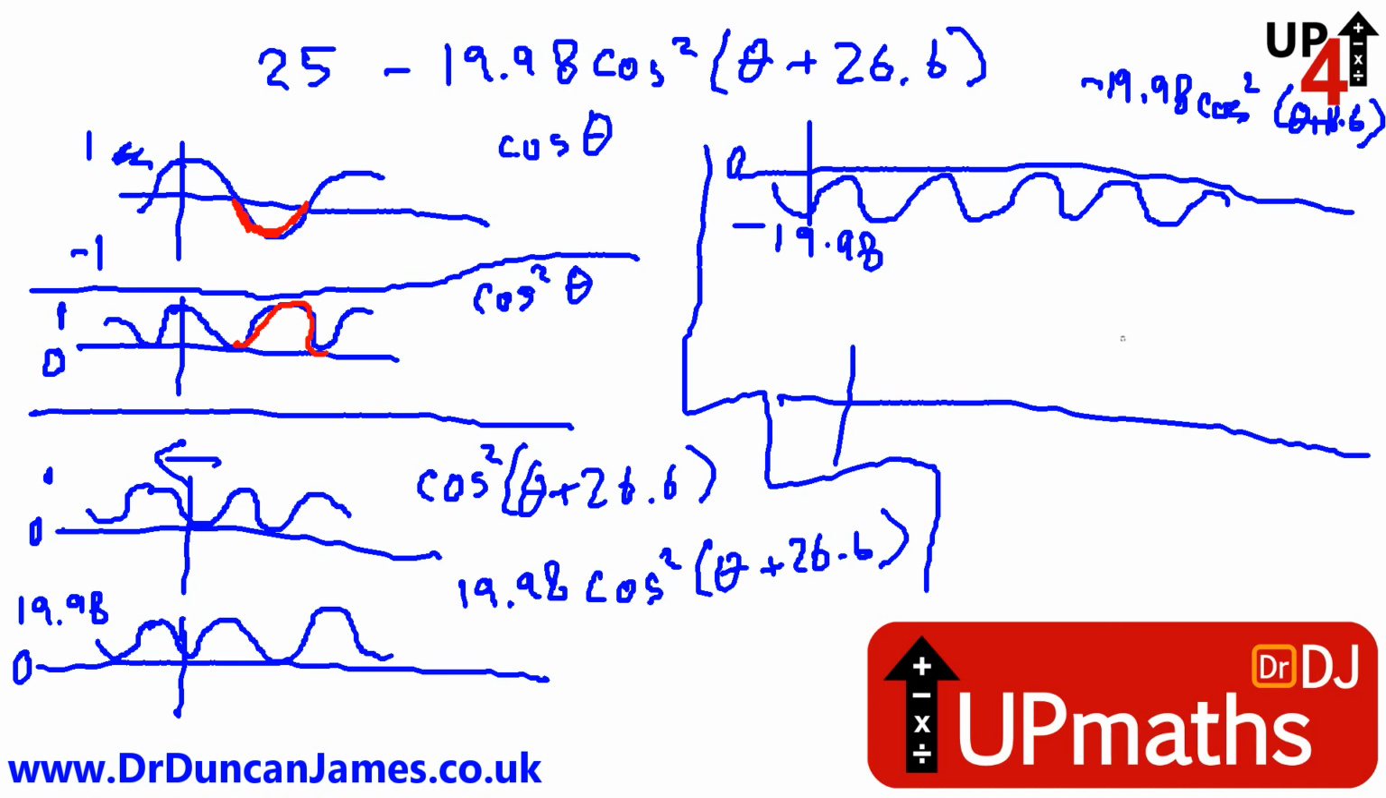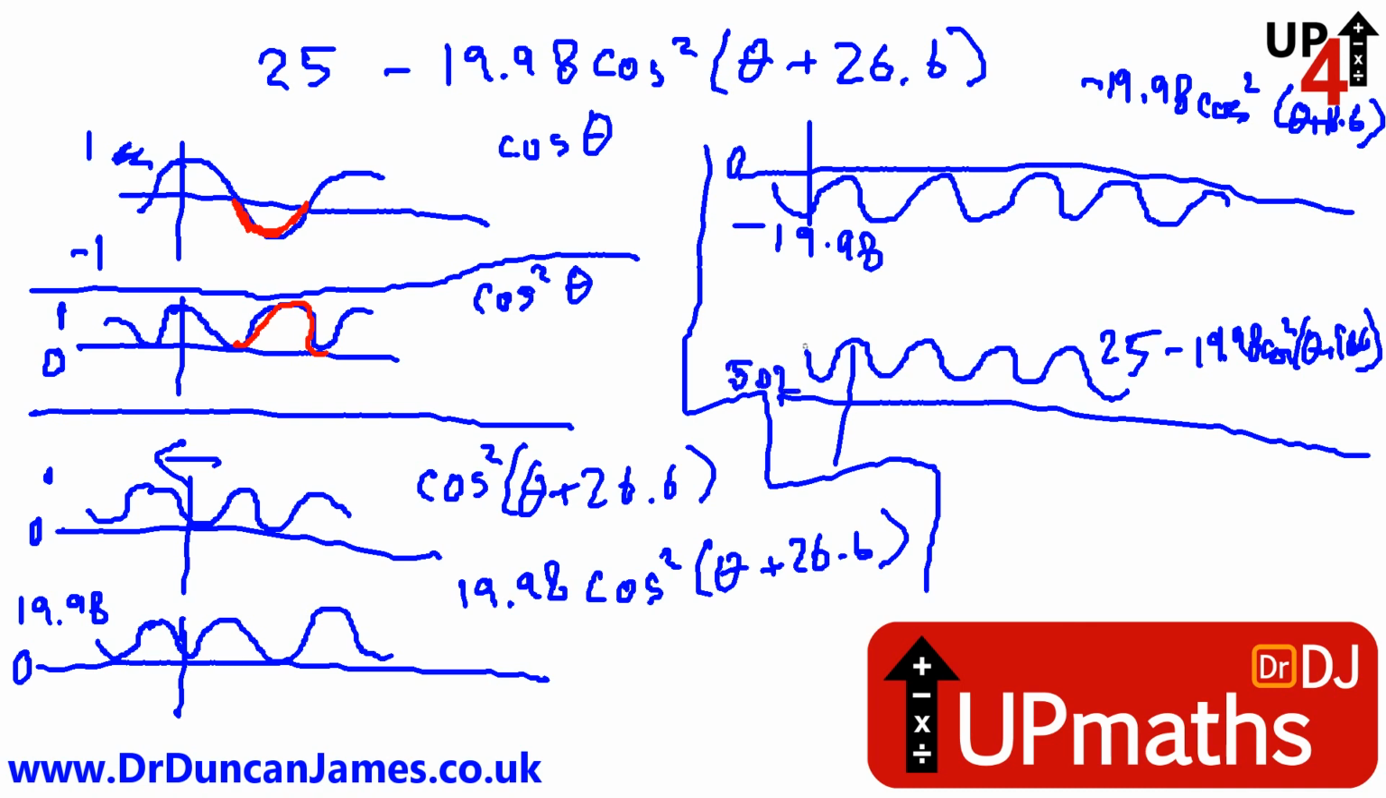Final step, we're going to sketch 25 minus 19.98 cos squared theta plus 26.6. So the only change is we've added 25. So that's going to translate it up by 25. The whole thing shifts up. It's going to end up above the x-axis, because if you think about it, you've got minus 19.98 moved up, and in fact the minimum is now 5.02 and the maximum has become 25. Oh look, we just got the same answers as we did before, but via quite a complicated method.